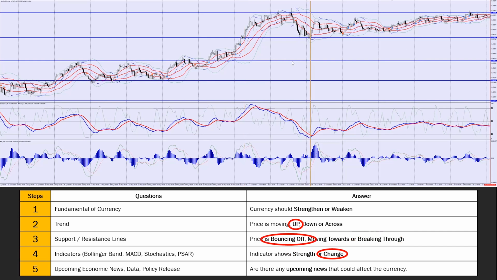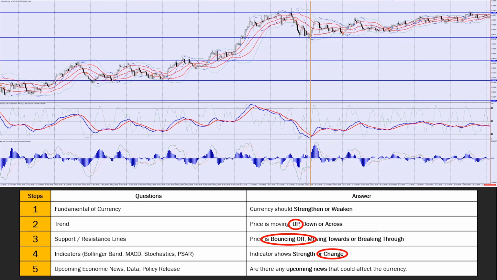Again, at this point, you will see currency should be strengthening. I'm repeating myself, but this is what you do over and over again. At this point, you'll see currency should be strengthening. Trend has been going up, but support resistance, price has turned down, hit this support level, and it looks like it's bouncing off. It's bouncing off this support level.